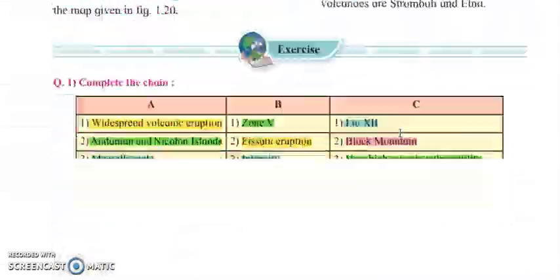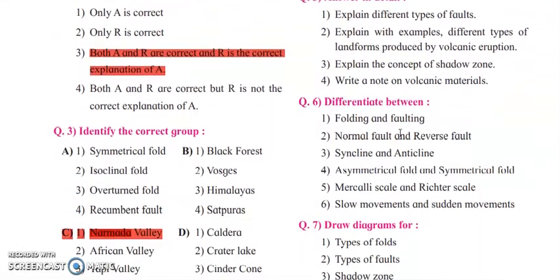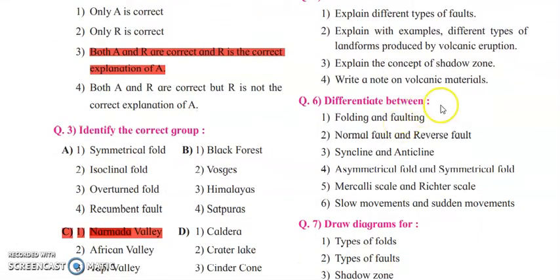Now we'll come across the next exercise, which is about differentiate between. Now folding and faulting. Now first of all, folding means what? Folding means bending of rock. Okay, whenever the rock bends, then it is called as folding. And faulting means what? Breakdown of rock. The rock gets broken down. Okay, there is a displacement in the rock.